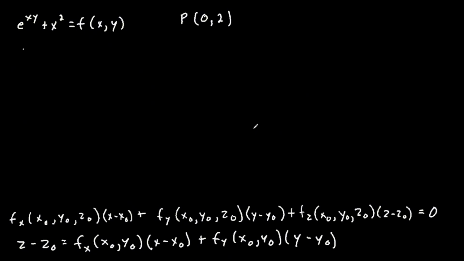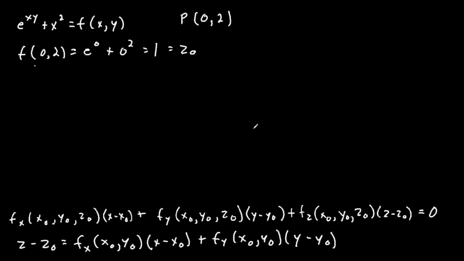How do you find z null? Well, z null is just the output of the function. So if you just put in 0 and 2 into the function, you get e to the power of 0 times 2, which is just e to the power of 0, plus 0 squared, and then you just get 1 here. So our z null value, the z value of the point where we're trying to find the tangent plane, is 1.